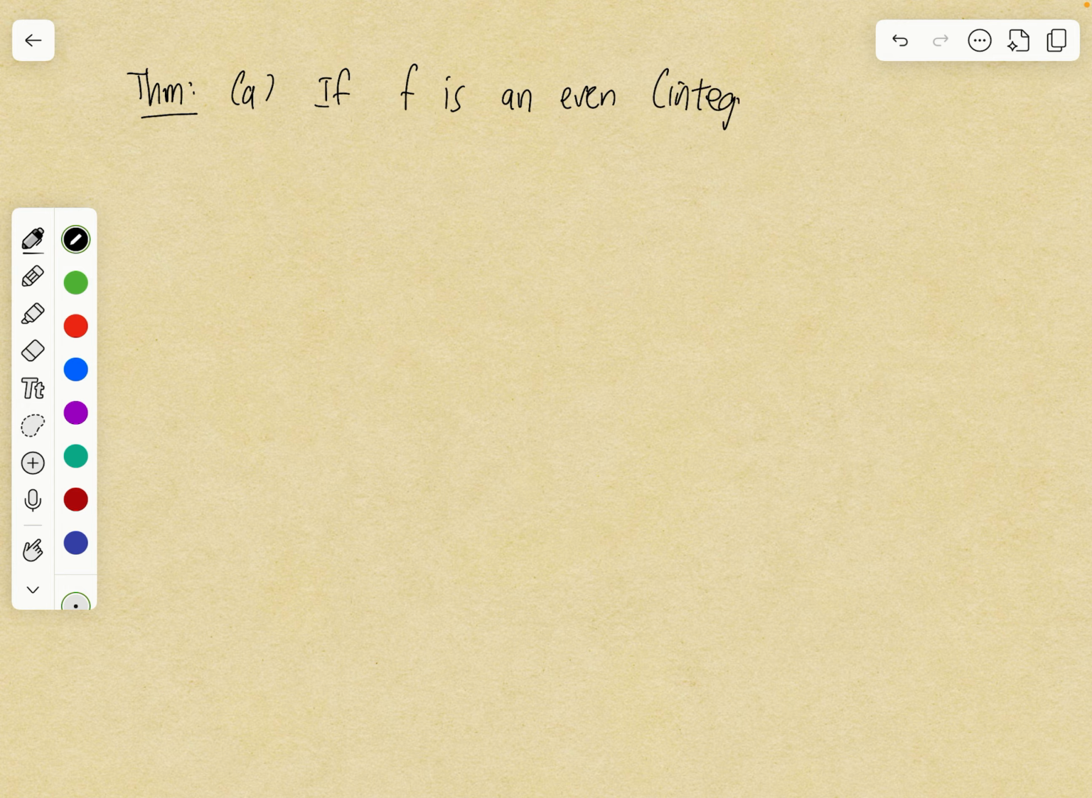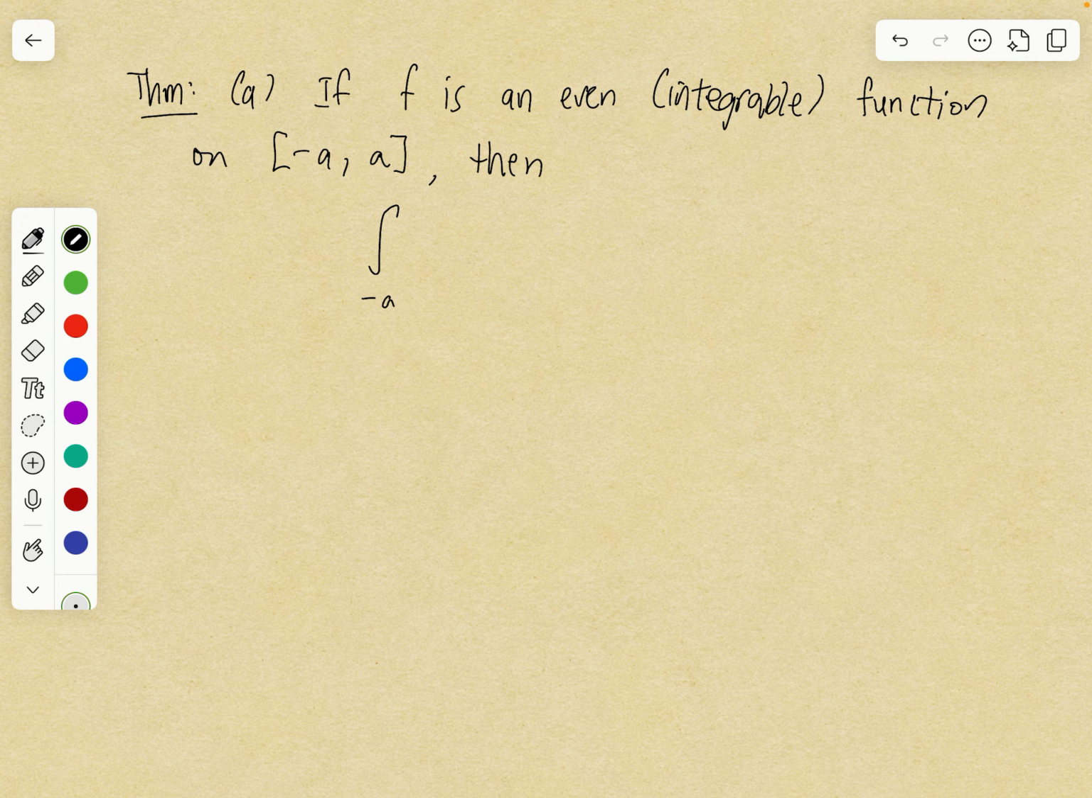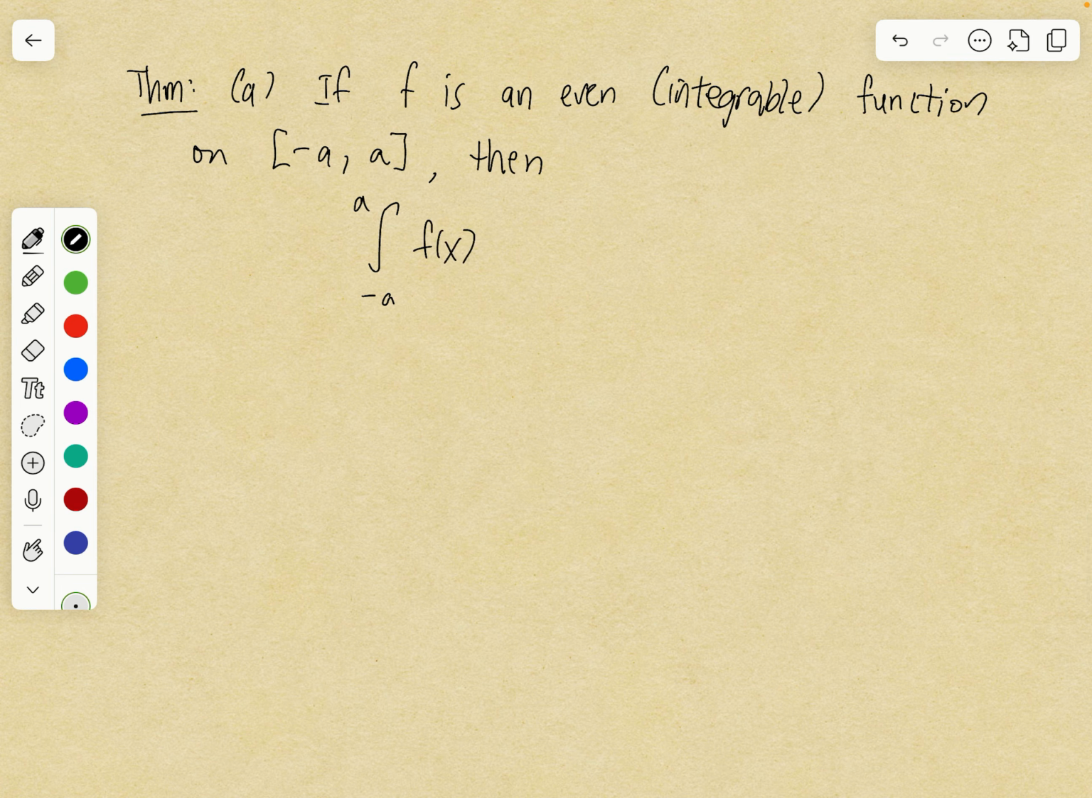I'm just going to put integrable in parentheses because I'm going to talk about the integral. So if the function doesn't have an integral, then of course what I'm saying doesn't make sense. So if you have a function that's even and the integral exists on the closed interval from, say, negative a to a, then the integral from negative a to a is 2 times the integral from 0 to a.